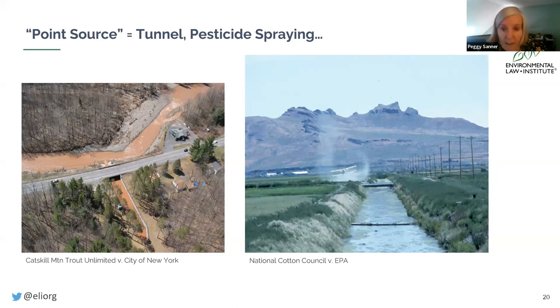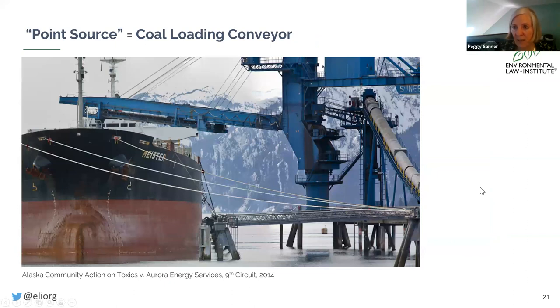Another example, a fairly well-known case, the National Cotton Council versus EPA. What was at issue there was a system which sprayed pesticides on agricultural lands with some of the spray ultimately landing into what looks to be here an irrigation ditch then connected to a waterway. The court held that that was indeed a point source and needed to be permitted under the National Pollution Discharge Elimination System permit. I'll call that a NPDES permit from here on out by way of habit.